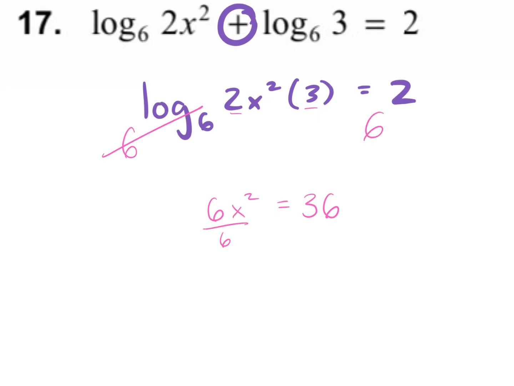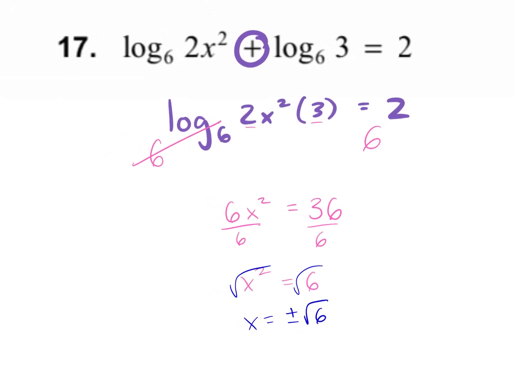Then from here, we just solve for x. So divide by 6. X squared is equal to 6. Take the square root of both sides. So x is equal to what? Plus or minus square root 6. You always want to check and see if they both work. If I plug in negative square root 6 here, when I square it, it's going to turn positive. So both of them actually work as our answers. So this would be our answer here.